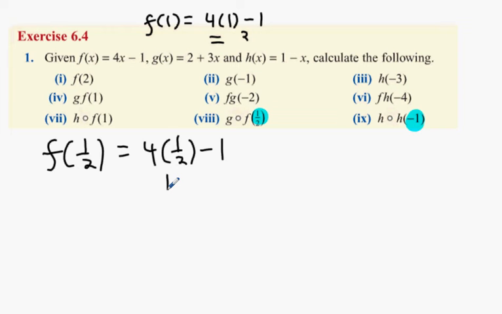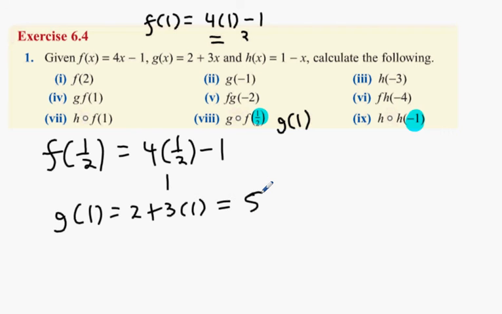Okay, then you replace f of a half with 1. It now becomes g1. Replace all g's with 1's. So g of 1, and the answer is 5. How many people got 5?